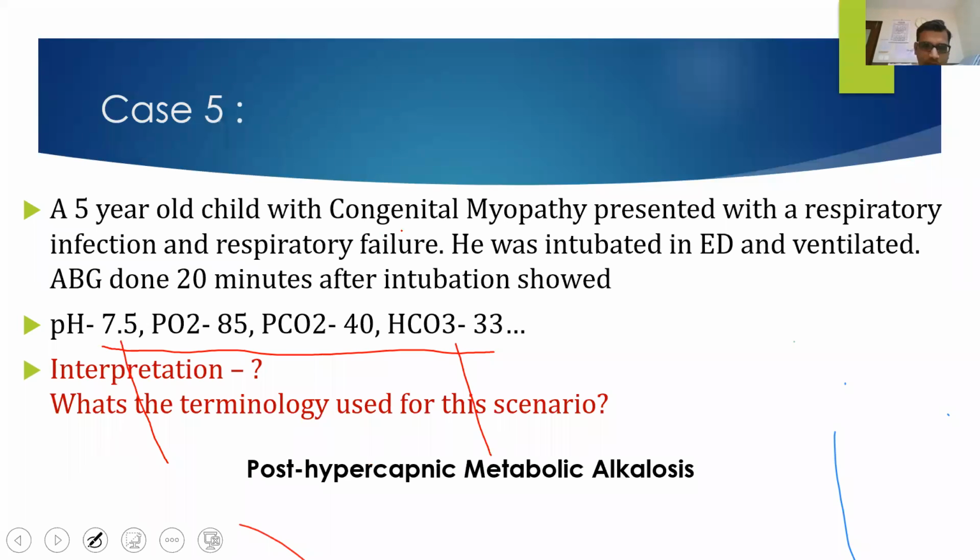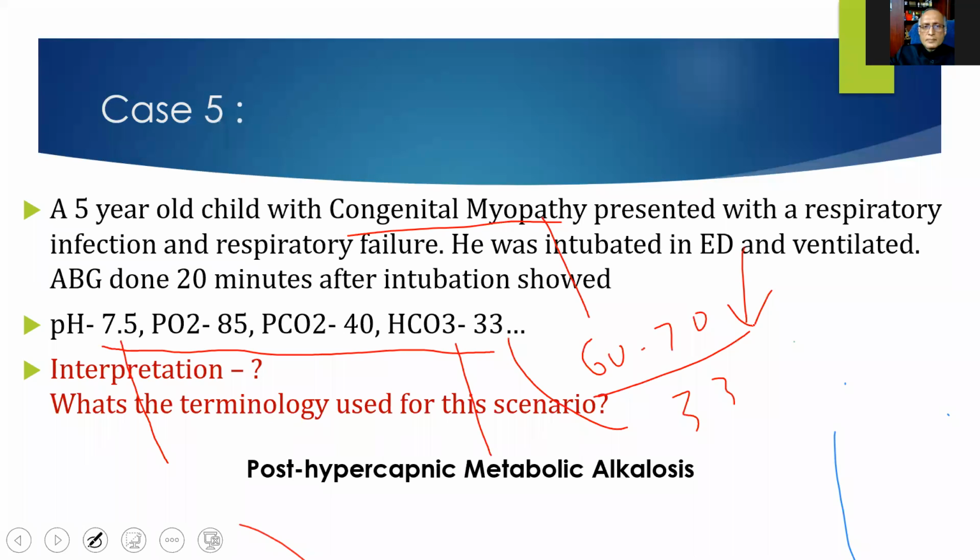So what would have happened is, in these congenital myopathy patients, usually they have CO2 retention. Their CO2 is between 60 to 70, for example, and the body would have maintained the bicarbonate level somewhere around 33, 34. Once he was intubated and ventilated, suddenly the CO2 was washed out, but the metabolic correction is going to take time. The CO2 we suddenly brought down to 40, but the bicarbonate was 33, which was his baseline, which resulted in a metabolic alkalosis. So this is called post-hypercapnic metabolic alkalosis.